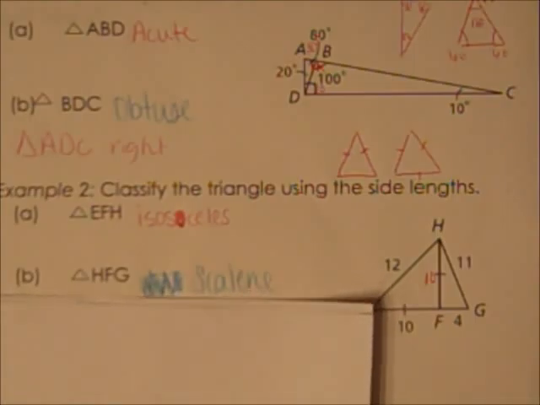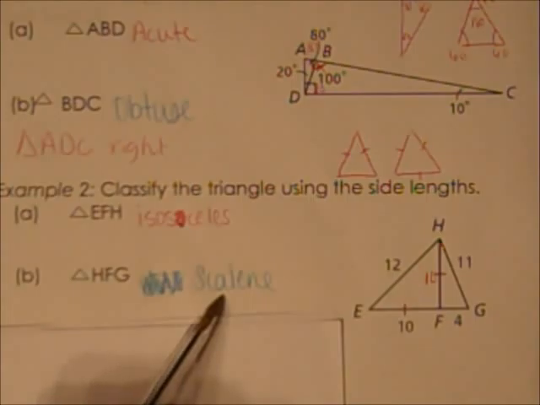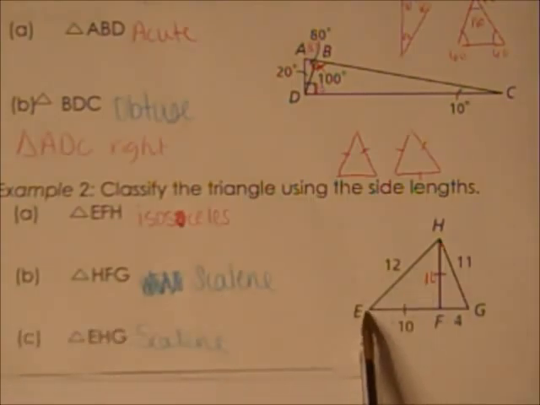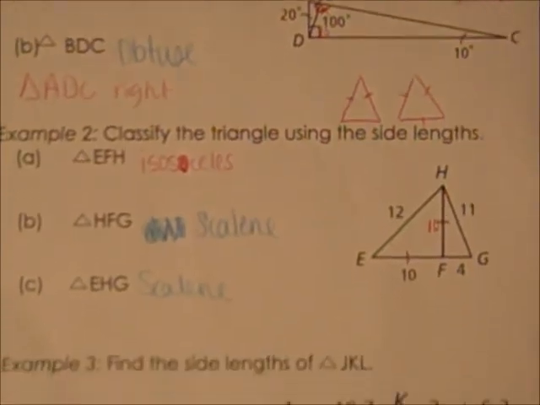Okay, so FHG is 10, 4, 11, so none of the sides are the same, so that is scalene. And EHG, that is 12, 10, and 14, so none of those sides are the same, so that is also scalene. Okay, example 3.